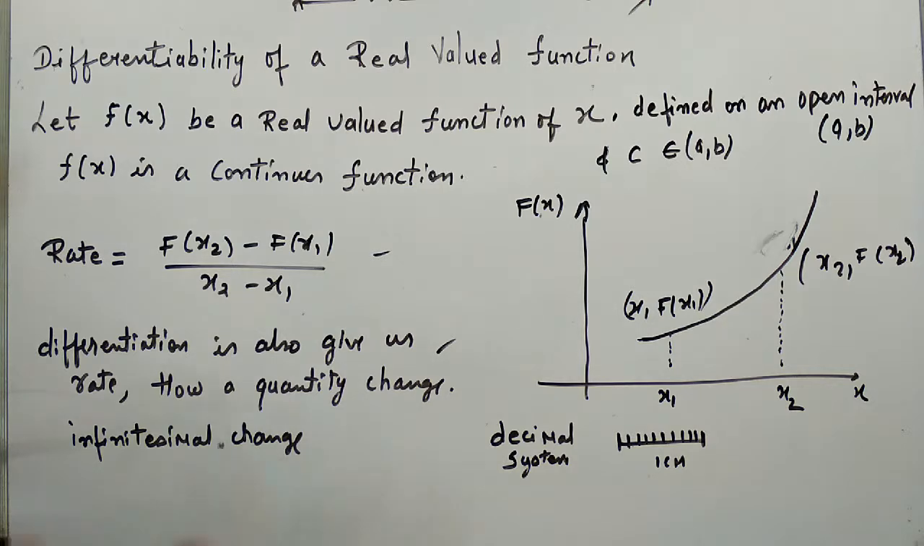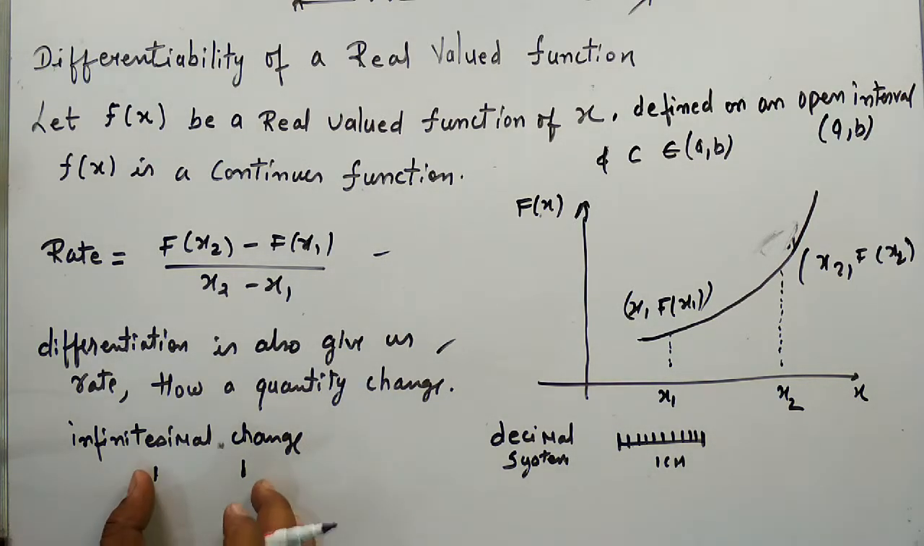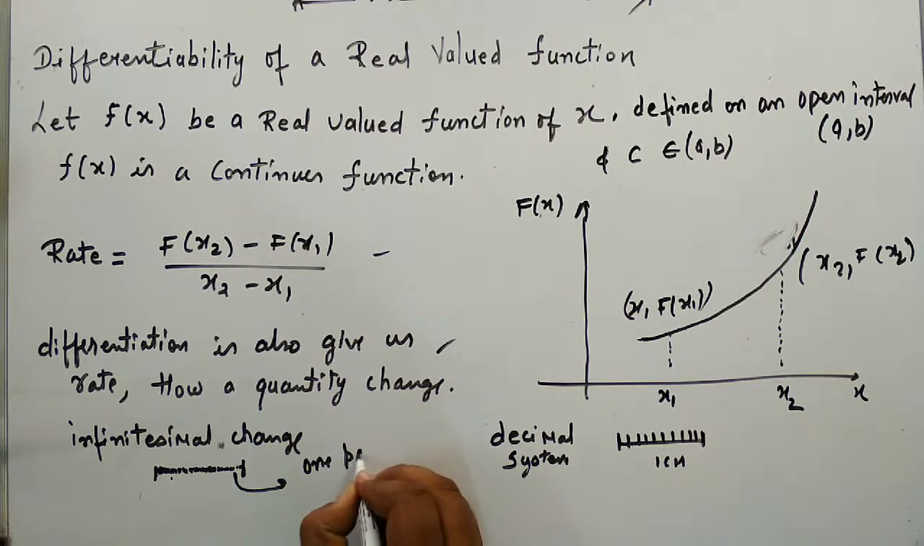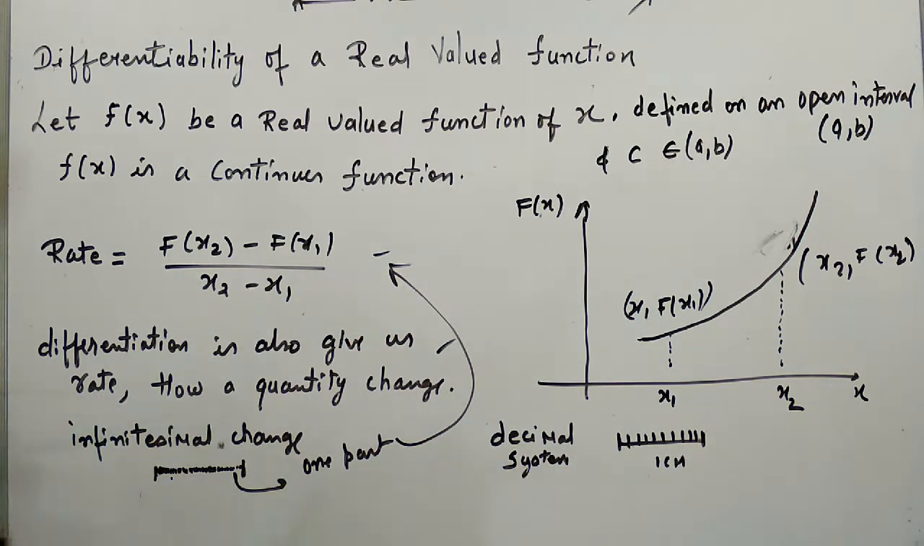In infinitesimal change, we are going to use the same line and we are going to divide it into infinite parts. In the decimal system, we have divided this into 10 equal parts, and in the infinitesimal system, we are going to divide this into infinite parts. And for one part in this infinitesimal change, we are going to calculate the rate, and that rate gives us the differentiation of that function.